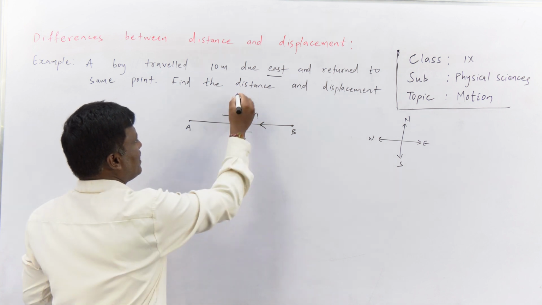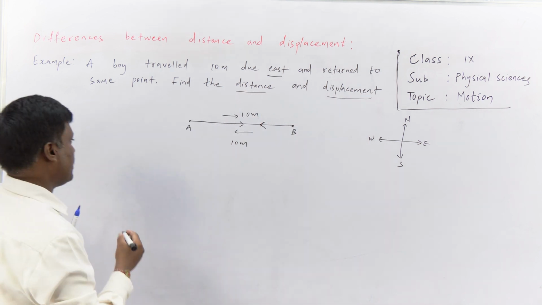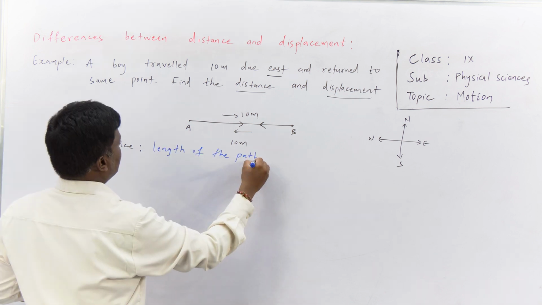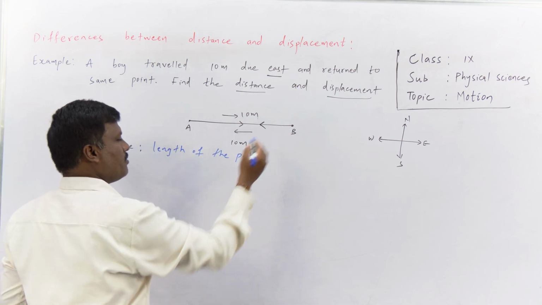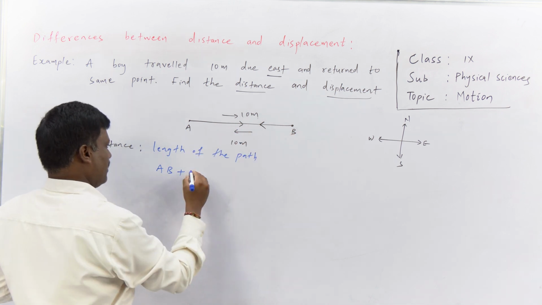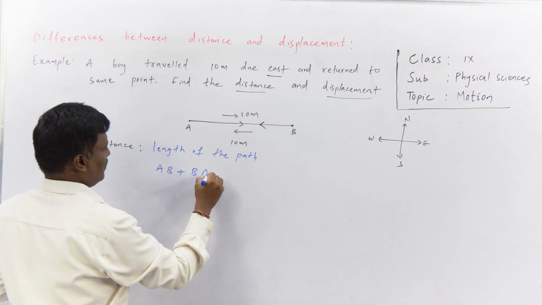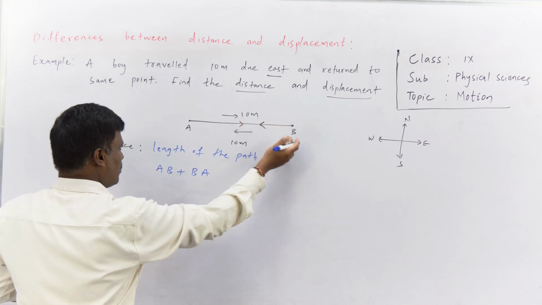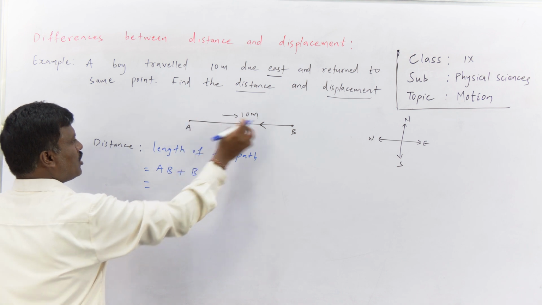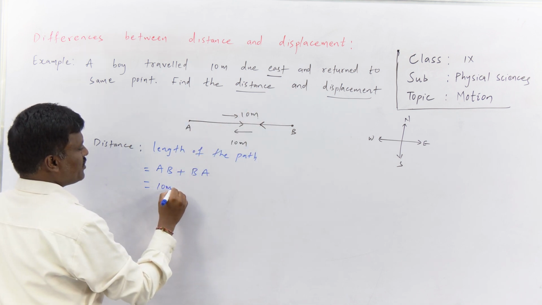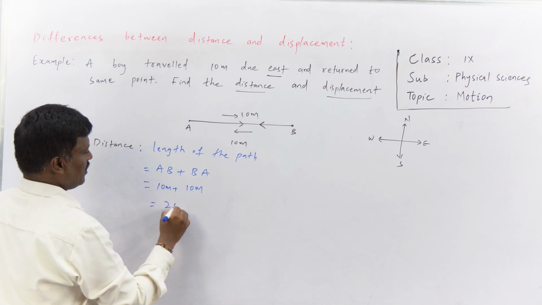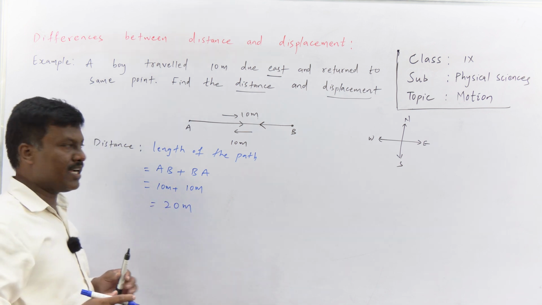Now what we have to calculate? Distance and displacement. First we calculate the distance. What is distance? The length of the path. What is the length of the path? First he traveled from A to B, so this is one length of the path. Again from B to A, so that is the other length. So the total length of the path is A to B plus B to A. What is the distance traveled from A to B? 10 meters. And B to A? 10 meters. 10 plus 10 together is 20 meters. This is the distance traveled by the object.